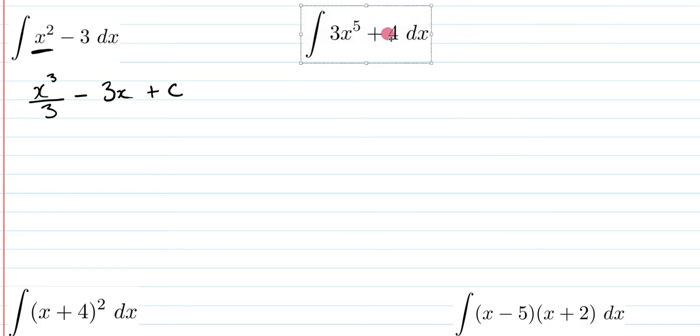Okay, let's now come here. Let's look at this one. How would we go with this one? Well, again, it's going to be the same process. We're going to plus 1 to my power, which is going to make it 6, and then divide by that new power. Then we're going to come here.